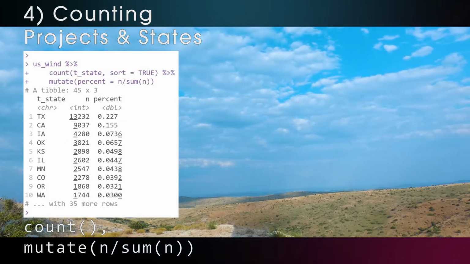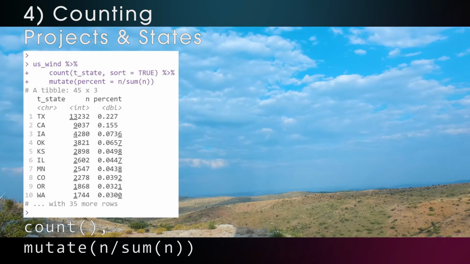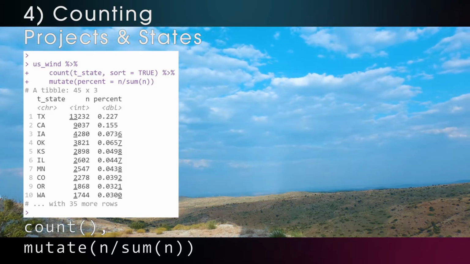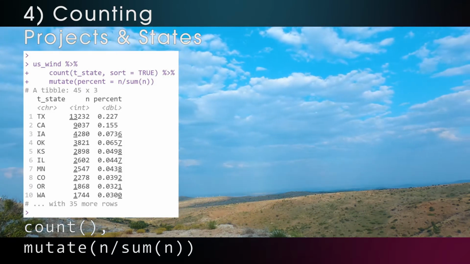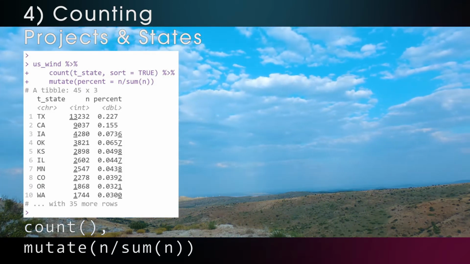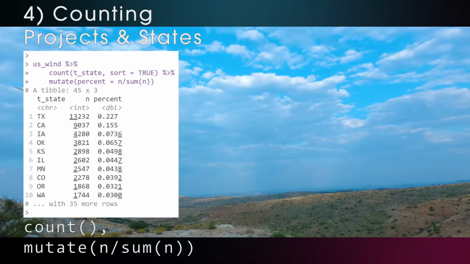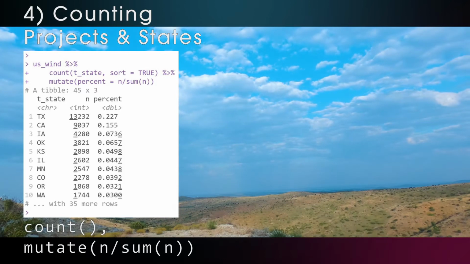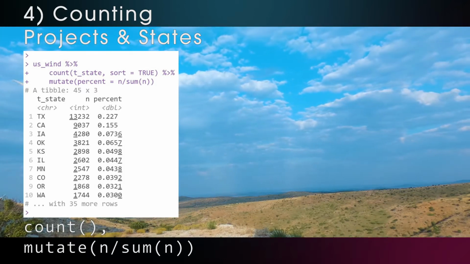Let us now count the wind turbine installations per state. We use the same count and mutate function as before and see that the 13,000 installations in Texas account for 22.7% of all US wind turbines, followed by California, Idaho, Oklahoma and Kansas with around 5% and more, strongly representing the Midwest and Western US.